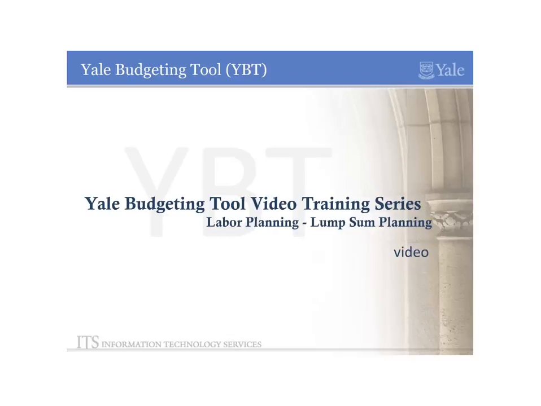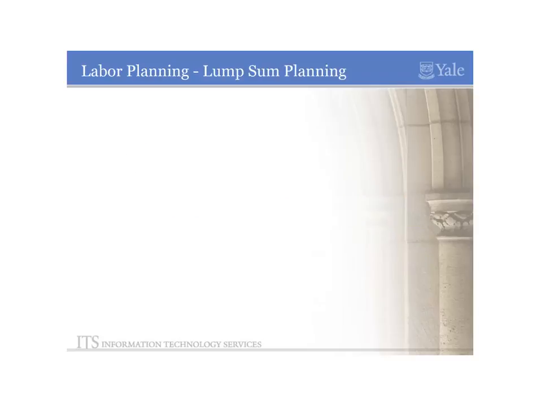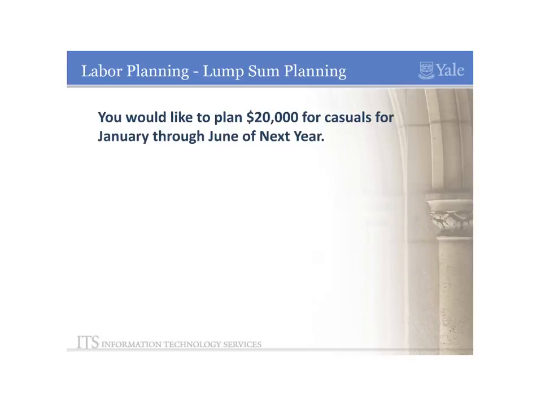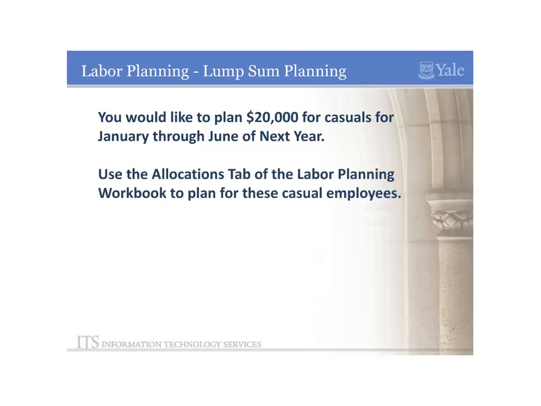In this session, we'll describe how to do lump sum planning on the Allocations tab of the Labor Plan. Specifically, we're going to plan for a lump sum of casual employees, but the process we'll follow will be similar for any lump sum planning we'll want to do.